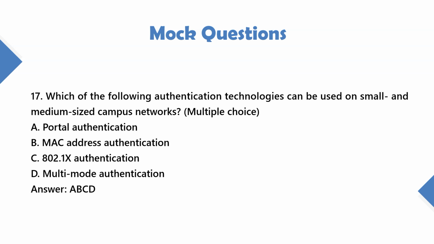17. Which of the following authentication technologies can be used on small and medium-sized campus networks? Multiple choice. A. Portal authentication. B. MAC address authentication. C. 802.1x authentication. D. Multi-mode authentication. Answer: A, B, C, D.